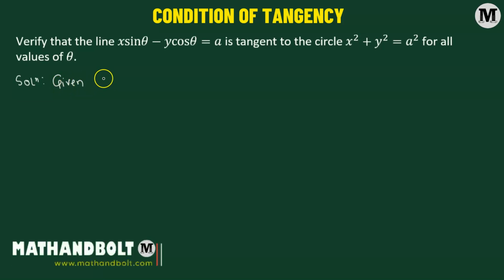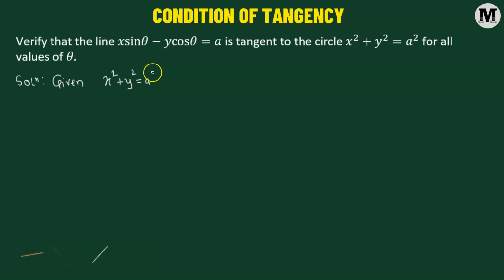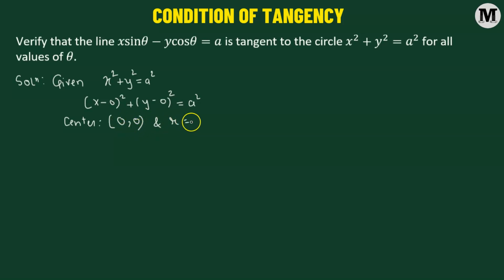We have x squared plus y squared equals a squared. Now, if we write it in the standard form, we have (x minus 0) whole squared plus (y minus 0) whole squared equals a squared. So here the coordinates of the center of the circle is going to be (0, 0). That means it's centered at the origin, and the radius of the circle will be given by a units.